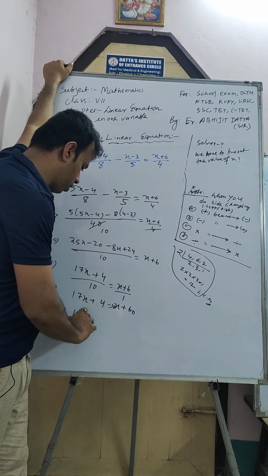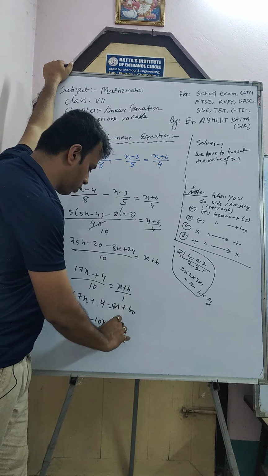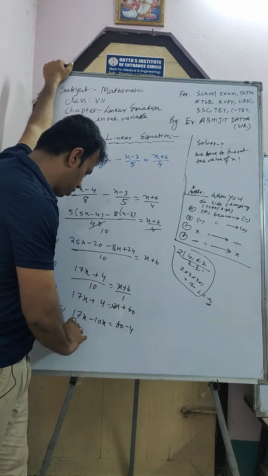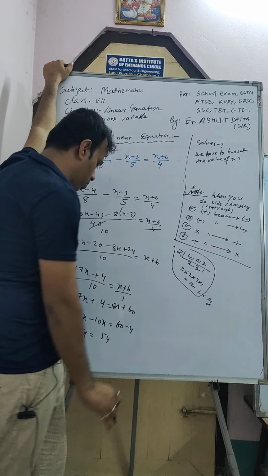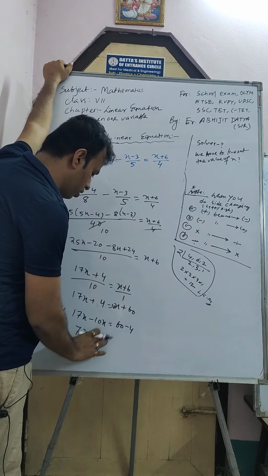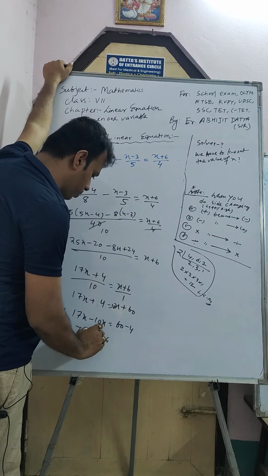So 17x minus 10x equal to 60 minus 4. So 17x minus 10x, how much? 7x. 7x equal to 56. Sorry, 56. It will be 56, right? So x will be 56 by 7. It will be 8, is it not? So x will be 8. So this one is the solution or roots.